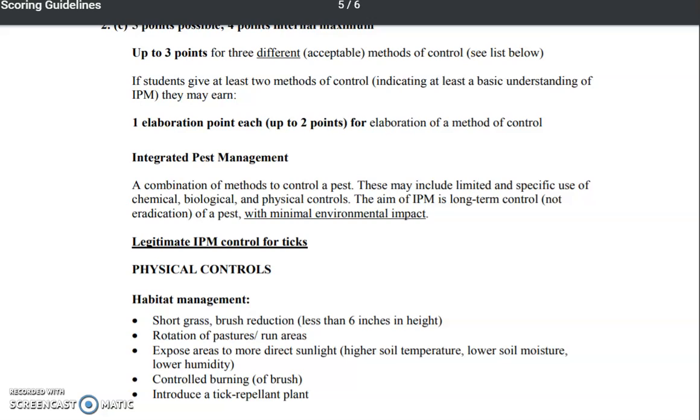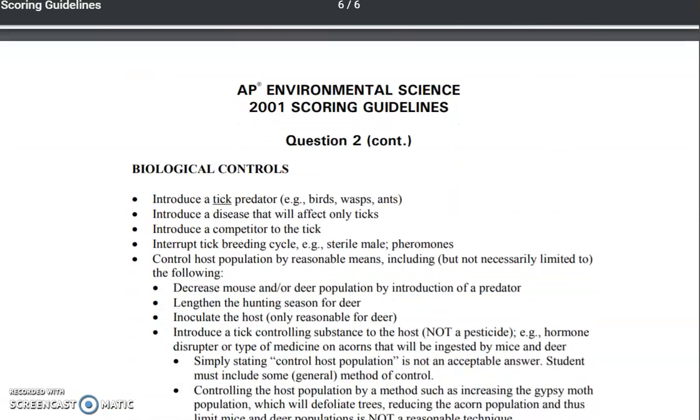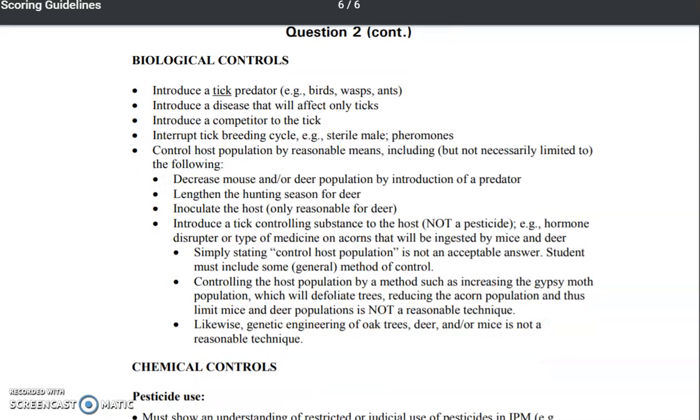Integrated pest management. So things that you could manage the habitat. So shorter grass, brush reduction, ticks like those taller grasses, rotation of pastures and runs, expose areas to more direct sunlight, higher soil temperatures, control burning of brush, introduce a tick repellent plant, biological controls, a tick predator like birds, wasps, chickens, a disease that will affect only ticks. Sometimes you can introduce things that we don't even know if they exist, as long as it's a rational thing. I don't know if there's a disease that affects ticks, but you could go ahead and say that.